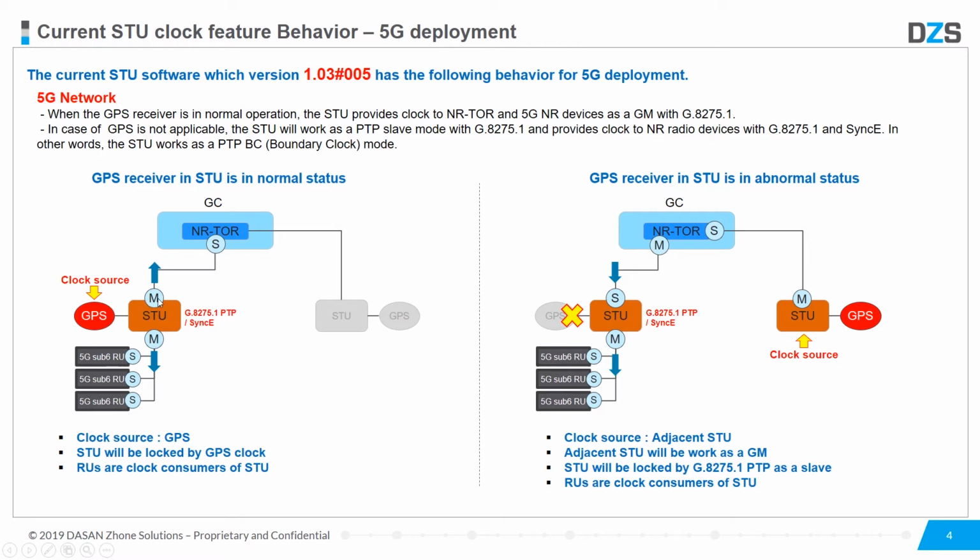Let me explain while looking at the picture. First, let's look at the situation in which satellite signals are received by GPS on the left. As you can see, there is an LTOR in GC, and the TOR is connected to the STU installed in the field. GPS is connected to the STU to receive satellite signals, and the STUC1216RO for 5G is connected below the STU.